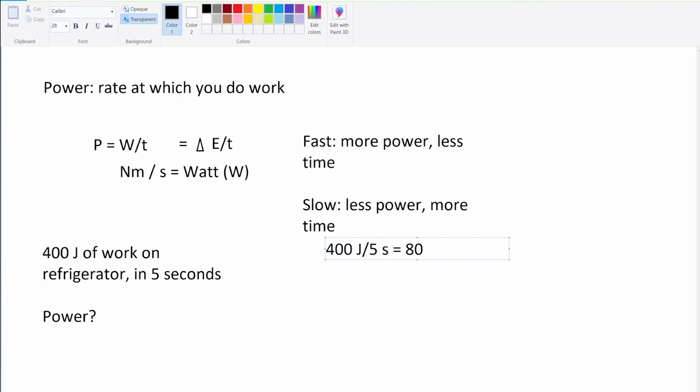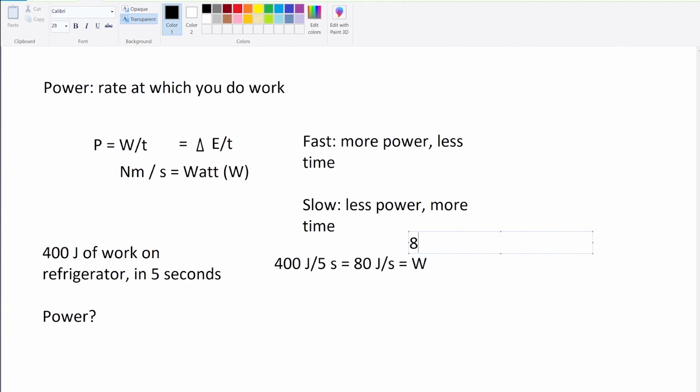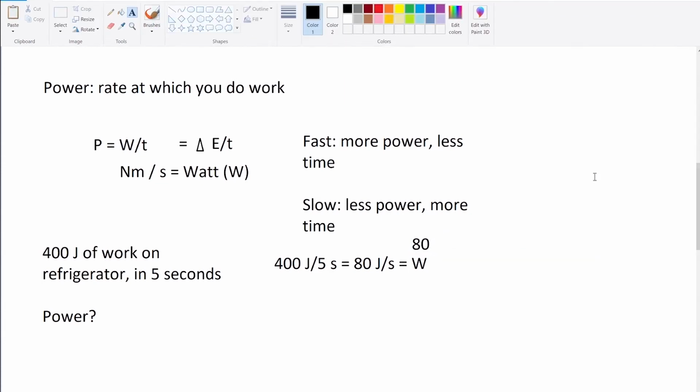And that just equals 80 joules per second, which might be your initial thought, and that would also be correct, but that ends up working out to also be watts. So all these units can be converted to one another depending on what you're working with. So you could say 80 joules per second or 80 watts. All right, so that's a super basic overview of force and power.